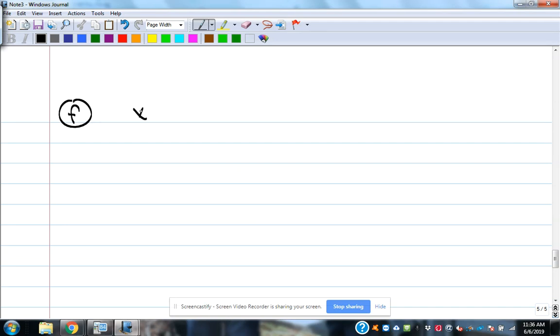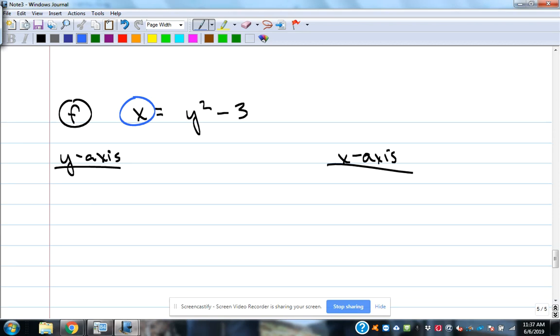Let's say we had a weird equation like this. X equals y squared minus 3. And we're going to test for the y-axis, and we're going to test for the x-axis, and then we'll get origin for free if it does both of those. Okay. The test for the y-axis is to replace x with what? Negative x. So I'm going to replace the x with negative x. Negative x is equal to y squared minus 3.